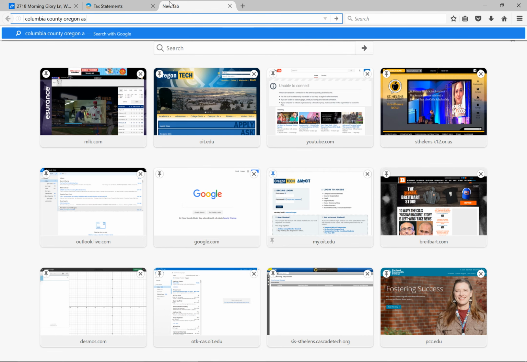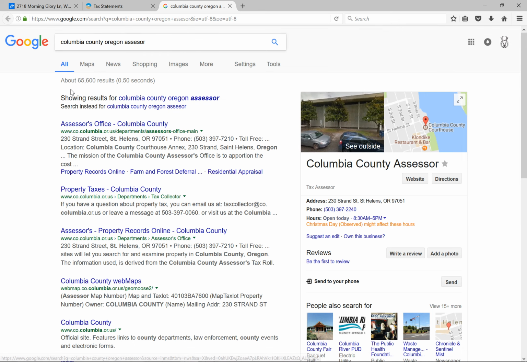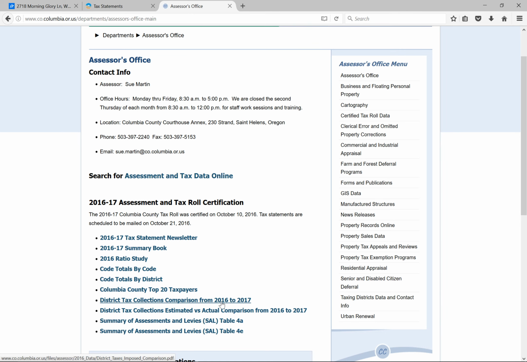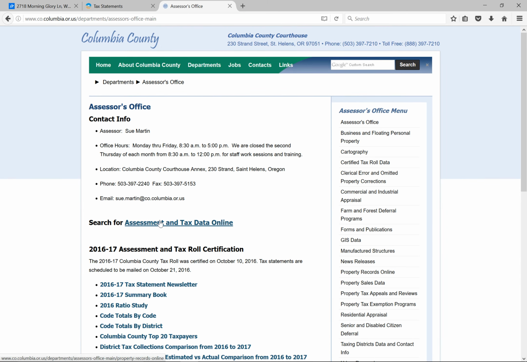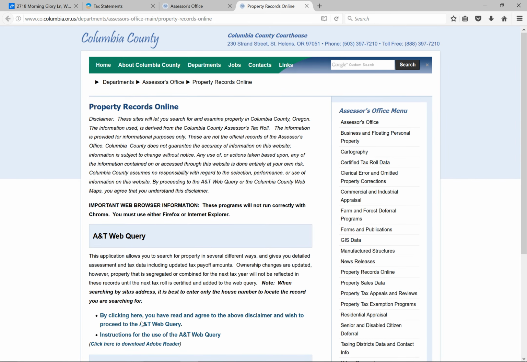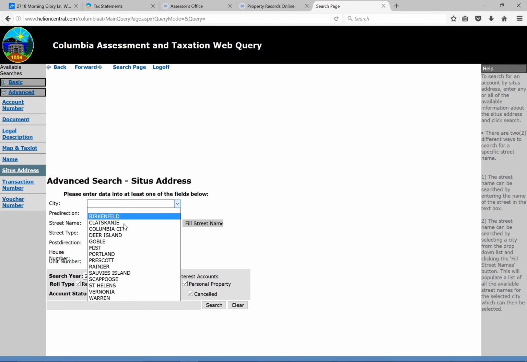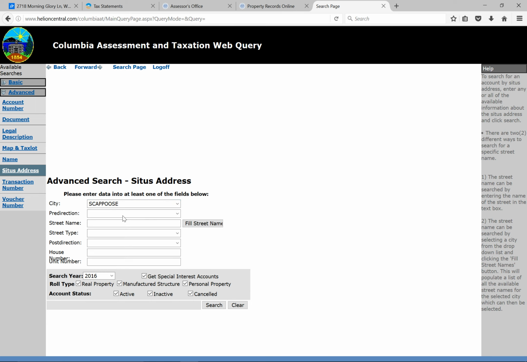I love my little pad here, but it's hard to type on. Alrighty then. So, come down here. Oh, here it is. Assessment and tax info online. Yes, I have agreed to it. Yes, I care. This one here, situs address. Then you can type in your city. So maybe I do Scappoose, and then street name, let's say Meadow Drive. If you do street, you can do street type. Sometimes the more you give it, the harder it actually is to get it to come out. And then you can search.